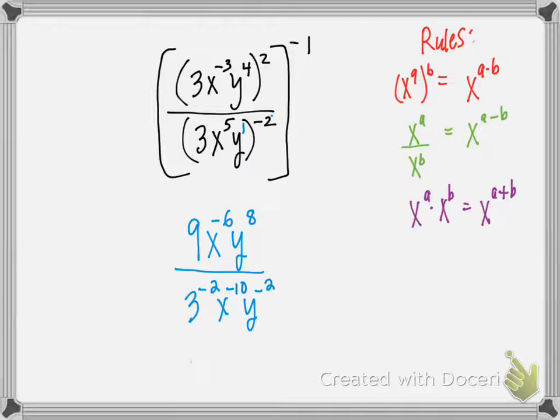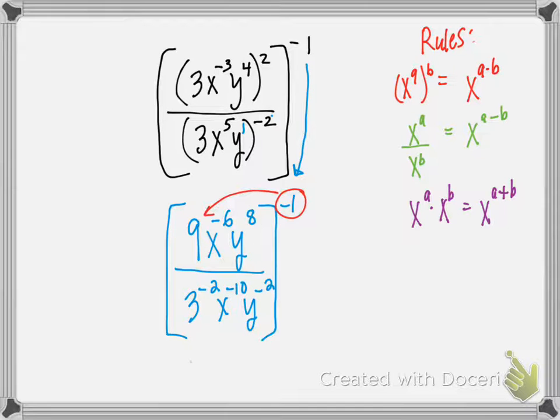I do know that this all has to be raised to the negative first power, right? I kind of ignored that negative first power, but I'm going to bring that down now. And I'm going to do exactly what I just did. I'm going to take this negative first and apply it to all the parts in the numerator and all the parts in the denominator. So 9 to the negative first, I'm just going to leave that as 9 to the negative first. X to the negative 6 raised to the negative first, multiply the exponents. That would be x to the positive 6 power. And then y to the 8th raised to the negative first, multiply, you get y to the negative 8.